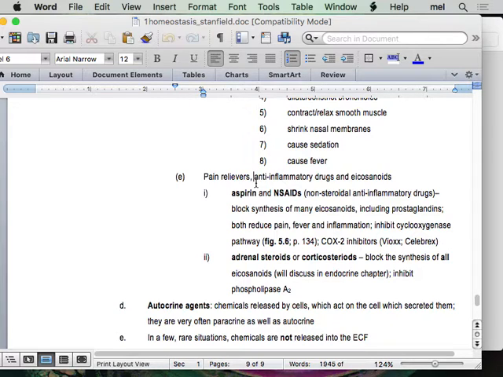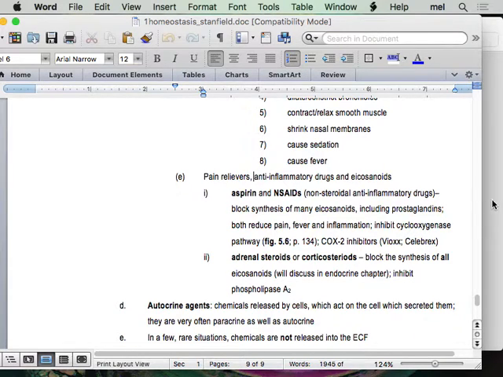So aspirin and the category of drugs called NSAIDs, non-steroidal anti-inflammatory drugs, which includes ibuprofen and naproxen sodium, and kind of, but not exactly, acetaminophen. Acetaminophen fits into the story, but not quite as neatly. It still kind of does. But think ibuprofen and aspirin for right now.